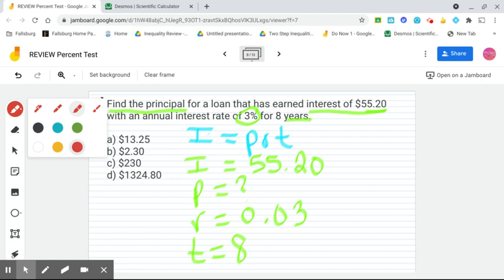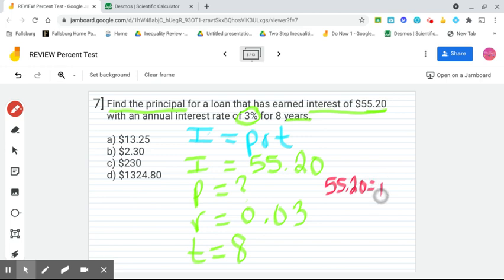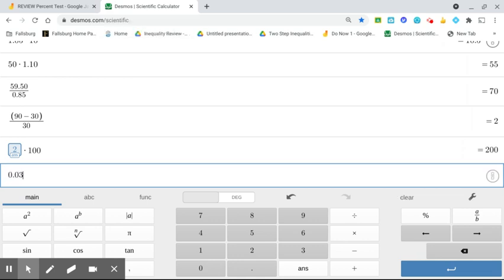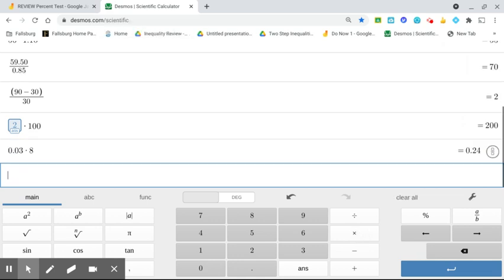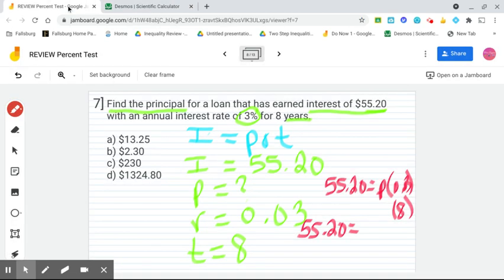Now, next part is to solve it. So we're going to plug it in. 55.20 equals P, which we don't know, times R, which is 0.03, times 8. I'm running out of room. So 55.20 doesn't change, but we want to simplify this 0.03 times 8. So I'm going to go to my calculator, 0.03 times 8, and I get 0.24. And that's still times P.